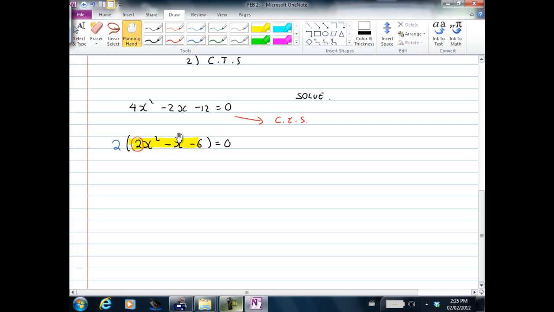There are actually different techniques. Different teachers have different techniques. I'm going to show you my favorite technique. Some of you were not taught this technique before. If there's a number coefficient in front of x squared, here's what we're going to do. We take this number and multiply it with your constant, which is -6. So Divya, you're on the right track. This was -12.